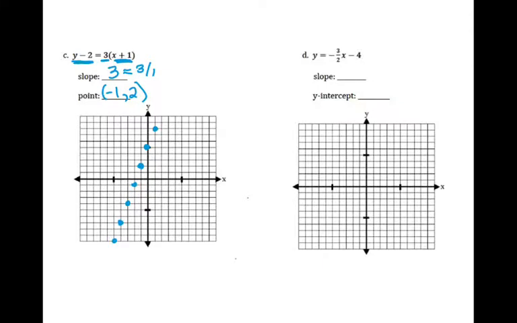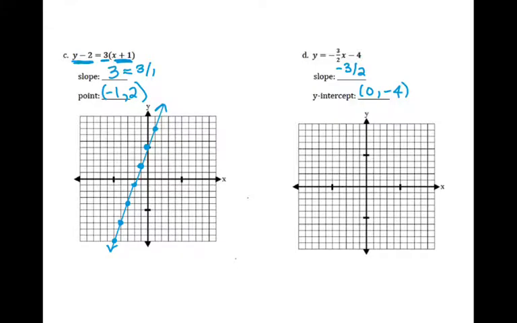There we go. And I can draw my line in both directions, and my arrows, since these lines are going to go on forever and ever. Okay, letter D is in slope-intercept form, so my number in front of x is my slope, which is -3 over 2, and my y-intercept is (0, -4).